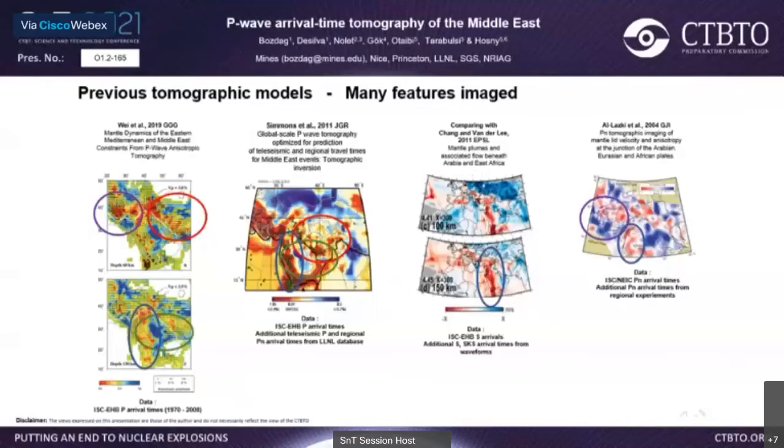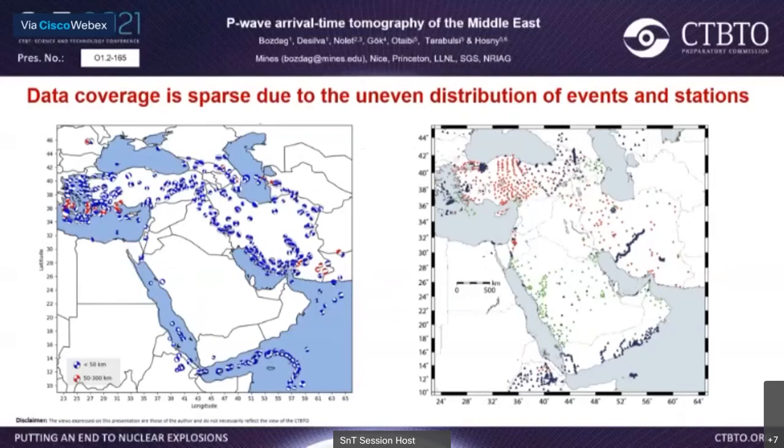The seismicity and the seismic stations are not evenly distributed in the region. On the left-hand side, you see the distribution of earthquakes in the region from the global CMT catalog, larger than moment magnitude 5.5, which mainly follow the plate boundaries and major fault zones. The red and blue beach balls show the events deeper and shallower than 50 kilometers respectively. Notice the gap in seismicity in the Arabian Peninsula.